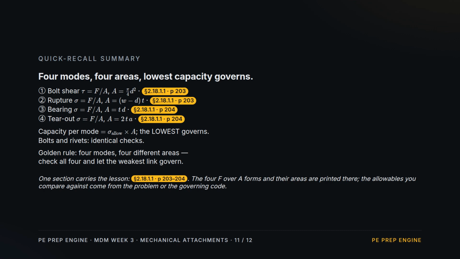Quick recall. 4 modes, all F over A, each with its own area. Bolt shear uses pi over 4 d squared. Rupture uses the net width, width minus the hole, times thickness. Bearing uses the projected thickness times diameter. Tear out uses 2TA. A mode's capacity is its allowable times its area, and the lowest capacity governs. Bolts and rivets take identical checks. Golden rule. 4 modes, 4 different areas. Check all 4 and let the weakest link govern.